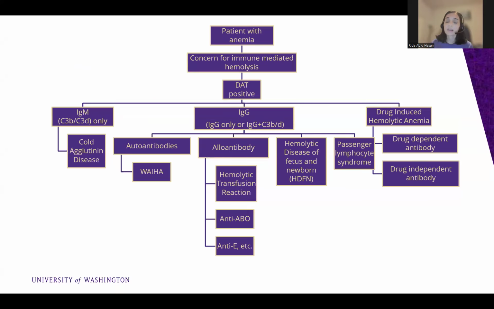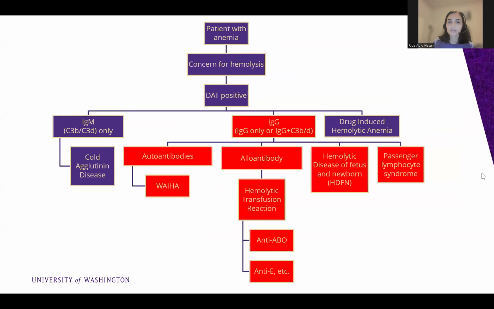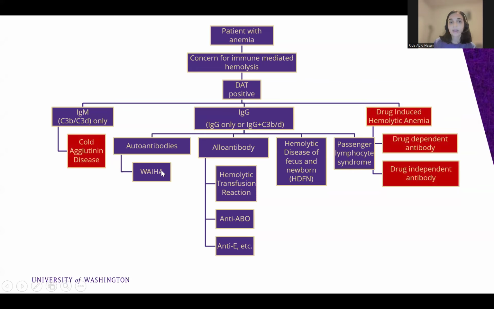When we think about how an elution can help us, when we're thinking about our IgGs, it really is very helpful because specifically when we're thinking about IgGs, it can help us differentiate an autoantibody versus an alloantibody and some of these other things that could be going on, like HDFN or passenger lymphocyte, which are actually other forms of alloantibodies, other disease states. And then it doesn't really help us with these. So it doesn't really help us with cold agglutinin disease, and it doesn't really help us with drug-induced hemolytic anemia unless we do very specialized testing.